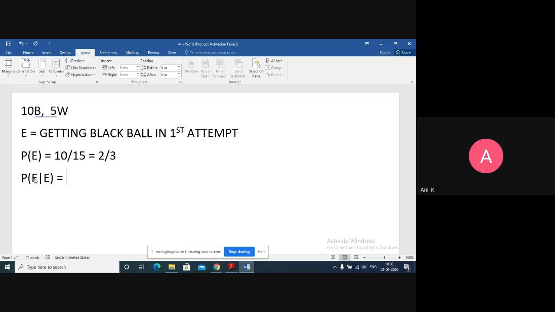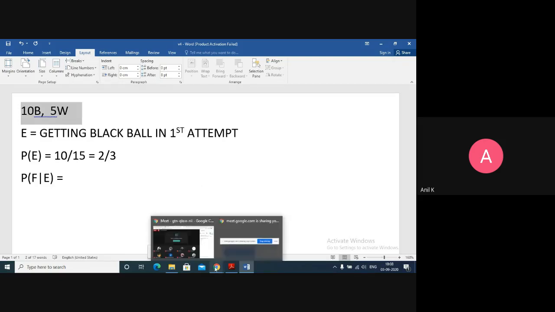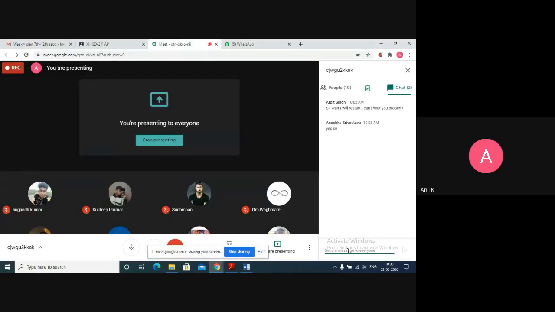Now what happens here is, 1 out of 15 balls, 1 ball is taken out. So how many more balls are left in the bag? Yes, students, how many more?